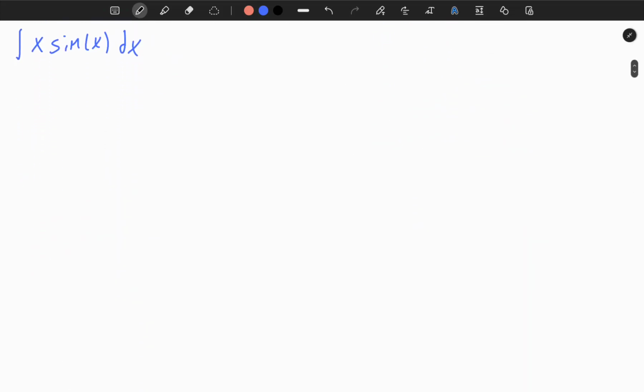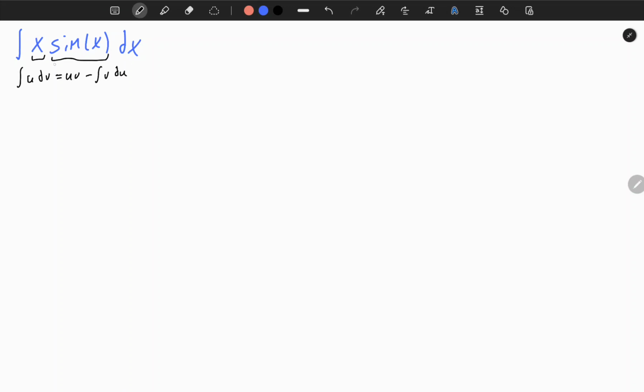So our first problem here, we have the integral of x times sine x. So we have this and this. It's always good to get in the habit of writing the integration by parts equation every time you work a new problem. That way it'll be easier for you to remember.